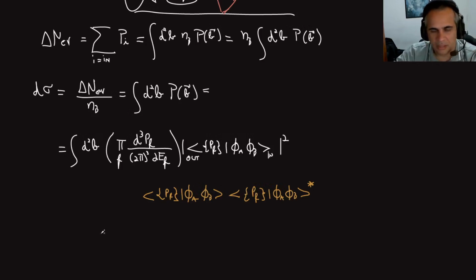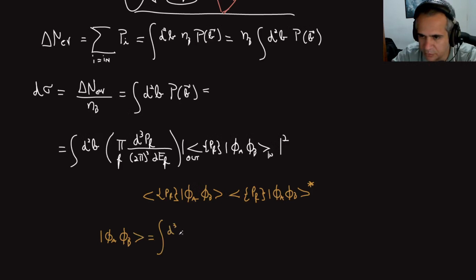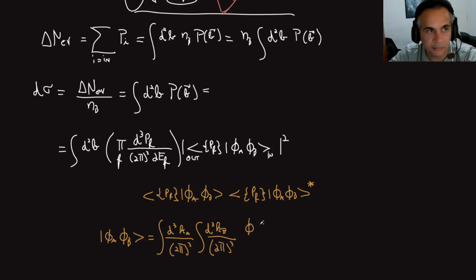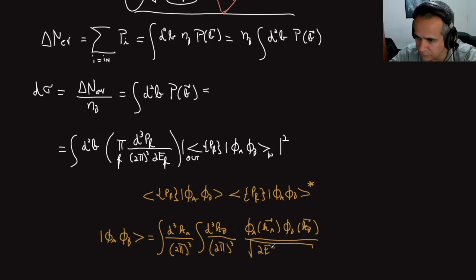If you remember, that guy was defined as phi A, phi B equal to the integral in momenta d3ka over 2 pi cubed, integral d3kb over 2 pi cubed, times the wave function phi a that depends on ka, a wave function for phi b of kb, again with normalization, since we want to keep the relativistic normalization, square root of 2 E. And I left some part of the phase of this guy explicitly here to carry the dependence on the impact parameter.